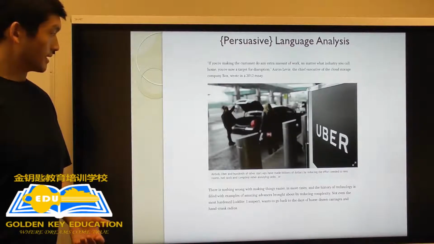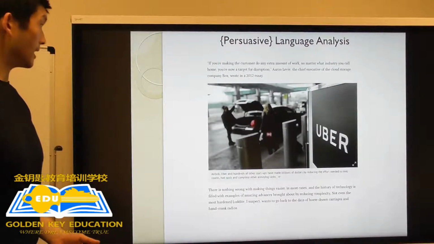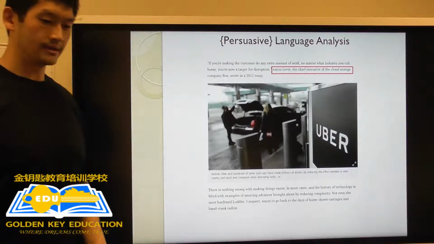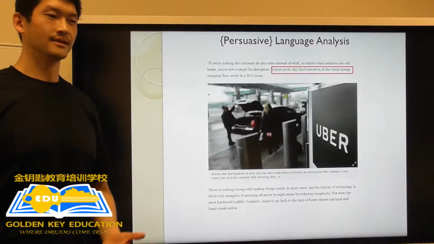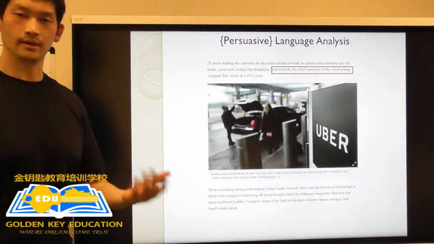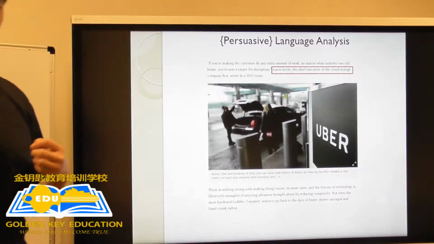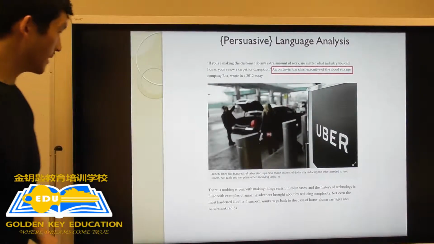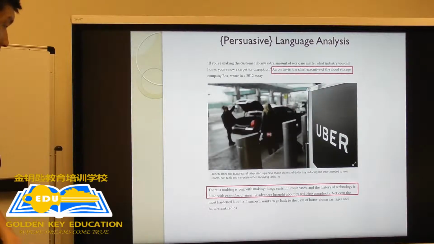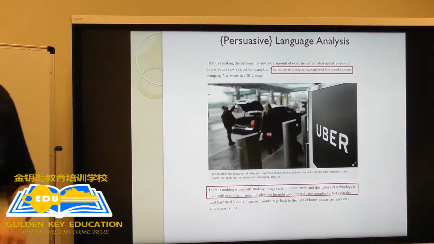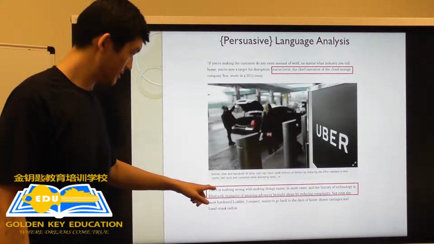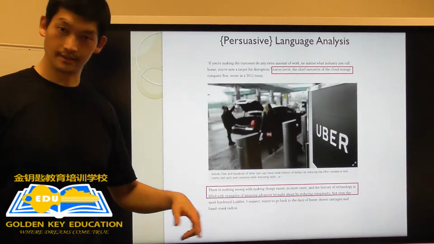So in this particular segment here from that same article, we have expert opinion, right? So essentially that expert there is saying something that the writer is trying to say, but instead of the writer saying it, he's essentially getting someone else to say it for him. We've also got what is essentially a very strong statement here in the bottom. The statement is, there is nothing wrong with making things easier.